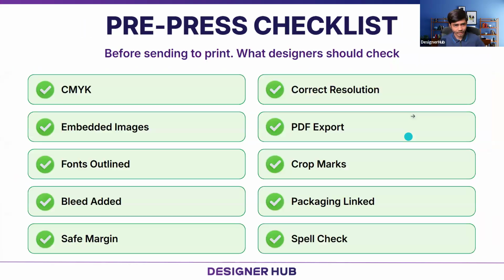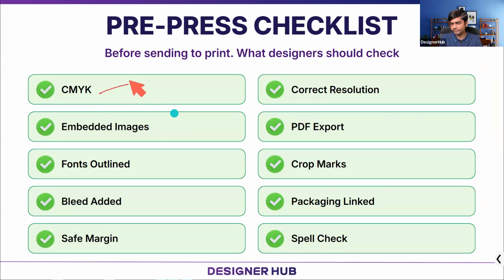With that, pre-press checklist. That means before sending your print files to printer, what are the things that you should check? Ensure that whatever you're designing is in the CMYK file format. All your images that you're using inside your file, which is inside Illustrator, has to be embedded. All the fonts that you have used should be outlined. Because if the printer opens the file and he doesn't have that font in his system, trust me, that thing is going to mess it up and it's not going to come the way you have designed it.